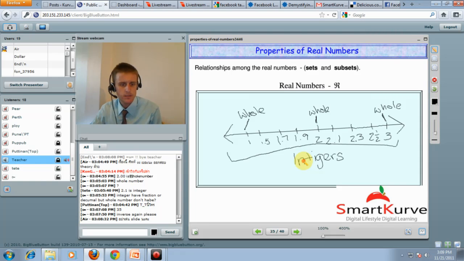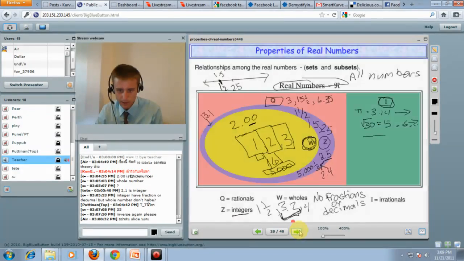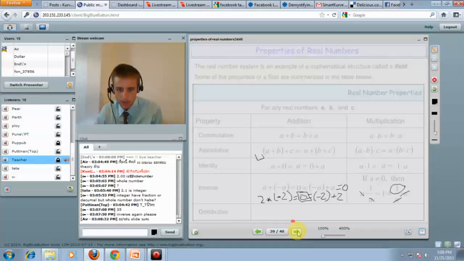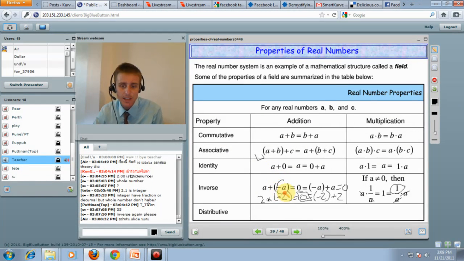Inverse again, please. They don't understand what inverse is. Uh-oh, that's a different slide. So the inverse refers, let me open this slide up. It refers to the negative of A. So inverse is adding in the negative into these real number properties. So the inverse of A is negative A. The inverse of 2 is negative 2.